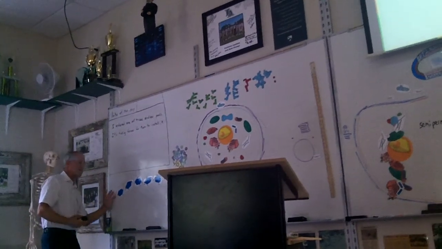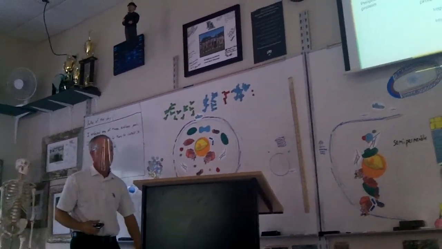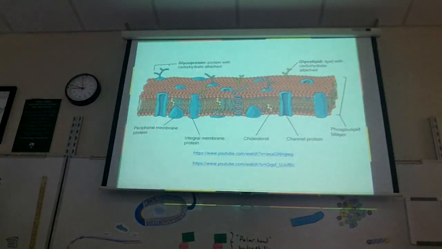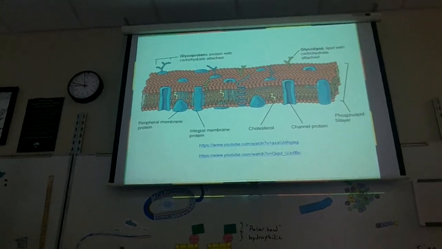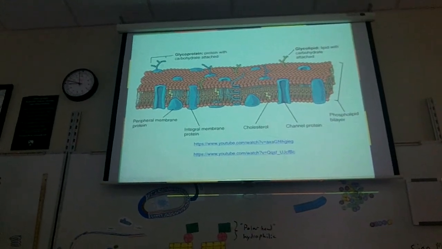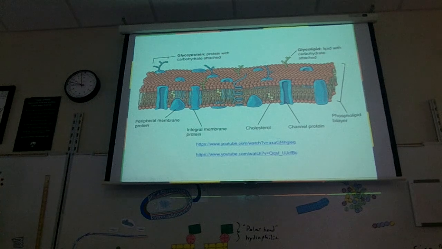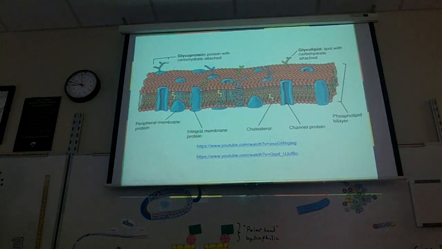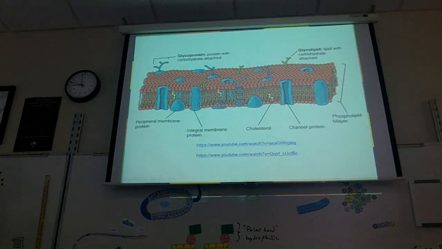Every cell you have has carbohydrate chains hanging off of it. They have a certain shape, and that helps identify the cell to your white blood cells. And it says, oh, this is one of Mr. Willis's cells. I won't mess with that.